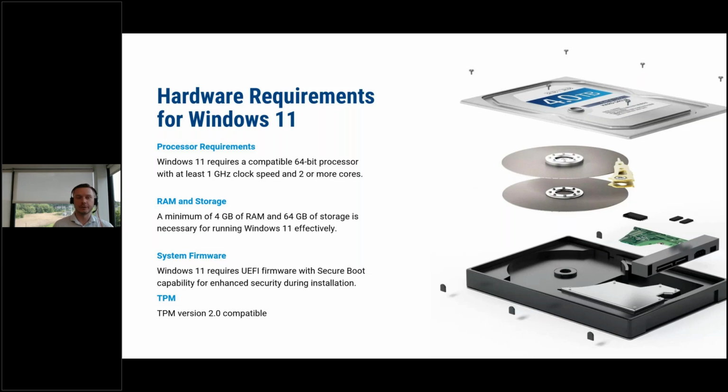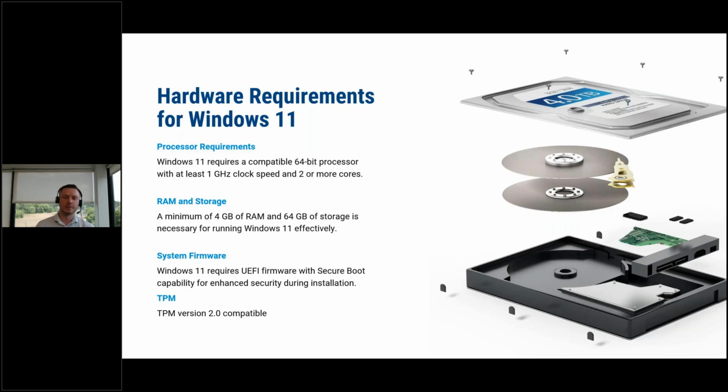So one of those changes is having at least a 1 gigahertz clock speed with 2 or more cores, and then also no more 32-bit processors. So 64-bit processor and 2 or more cores is required for the processors. Now, RAM and storage also increased. I believe Windows 10 was a 2 gig requirement, and I'm trying to remember the storage capacity requirement for Windows 10, but now we're going to need 4 gigs of RAM minimum, and at least 64 gigabytes of storage is required for Windows 11 to effectively run.